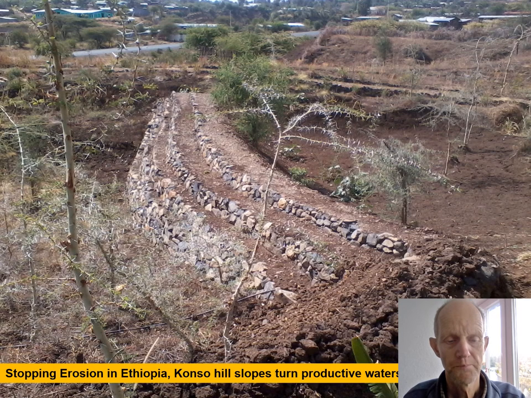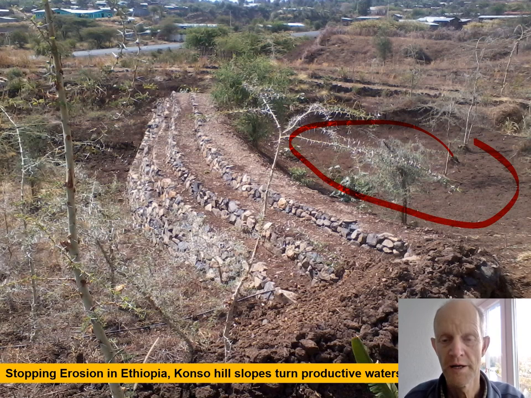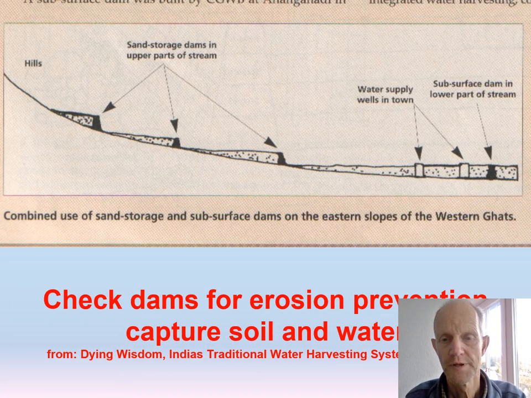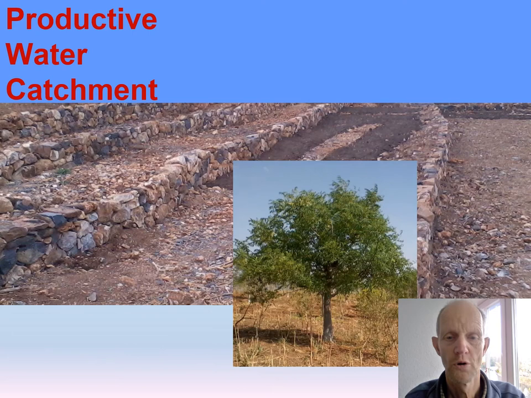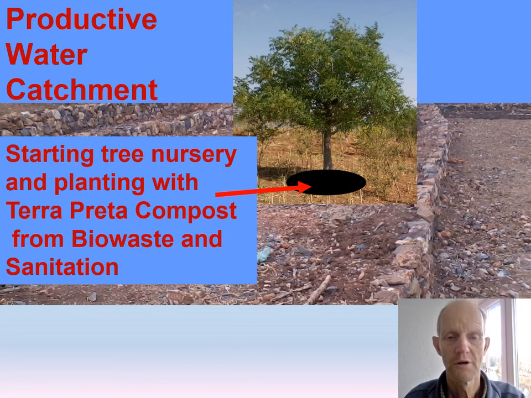Now, making some barriers to prevent erosion can turn this place into very productive areas, holding back the water, retention, and so on. There are also these check dams that make the places productive, and so all in all, if you start trees, you can plant trees with substrates from sanitation, for example, terra preta compost from biowaste and sanitation, because to start you need some organic material. If there is only barren land, that's very, very difficult, but if you have such substrates, that's very nice.